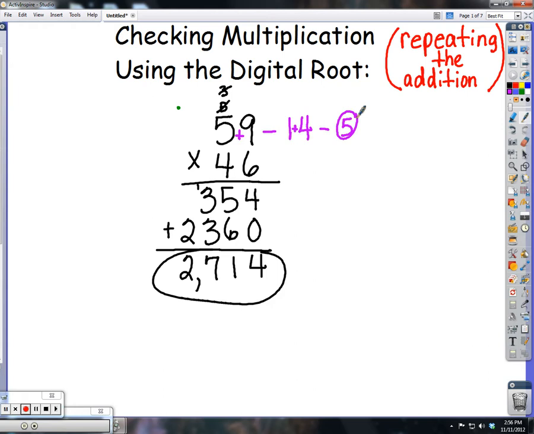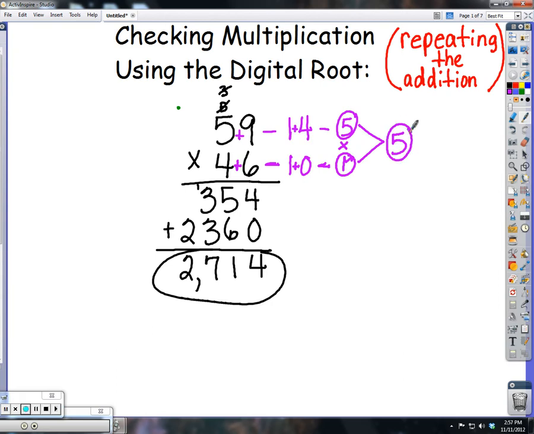I'm going to do the exact same thing on the multiplier. 4 plus 6 is 10. I must repeat the addition. It is not a single digit number, so 1 plus 0 is 1. Now I have my single digit numbers. This is the only place where you are going to multiply, when you get to the single digit numbers in the problem. So 5 times 1 is 5.